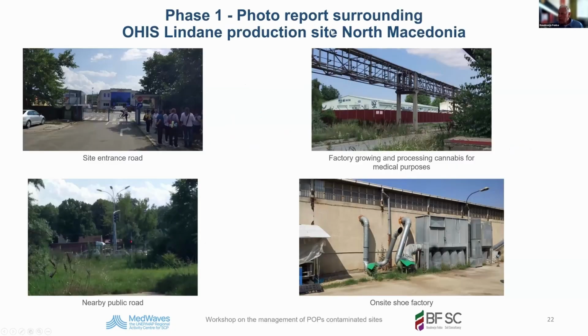Another example of a photo report. Here, photos of the entrance. Here you already anticipate the remediation. You already take photographs of the accessibility of a site. This is easy. Here you can enter with trucks, so no restrictions on that. The surrounding: within the surrounding was a factory growing cannabis for medical purposes. So people are working here and may be impacted by, for instance, wind that carries contaminant particles. Here, the surrounding public road is nearby, and the on-site shoe factory. There was a factory just close to a dump site with chemical waste. So this is how you make a photo report.